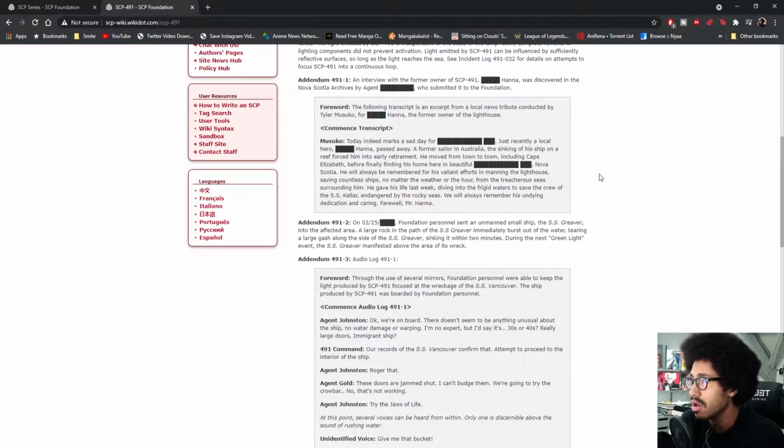Commenced transcript. Mosoko: Today indeed marks a sad day for Blank Blank. Just recently, a local hero, Blank Hannah, passed away. A former sailor in Australia, the sinking of his ship on a reef forced him into an early retirement. He moved from town to town, including Cape Elizabeth, before finally finding his home here in the beautiful Blank Blank, Nova Scotia. He will always be remembered for his valiant efforts in manning the lighthouse, saving countless ships, no matter the weather or the hour, from the treacherous seas surrounding him.